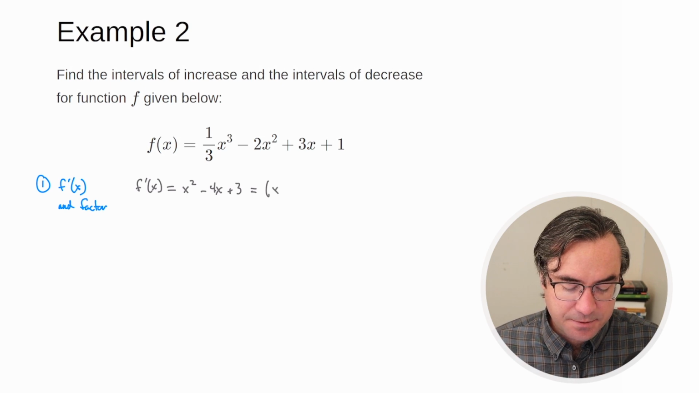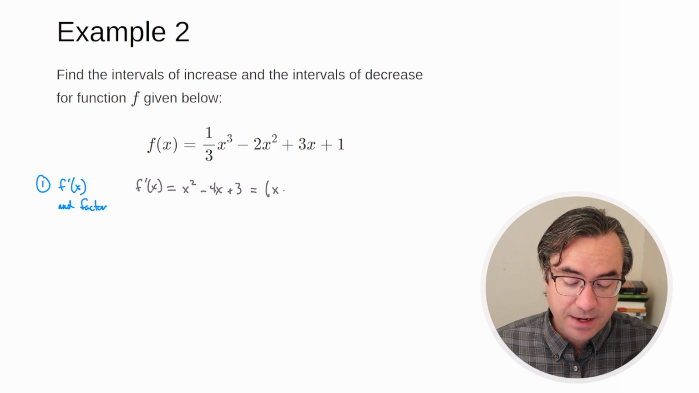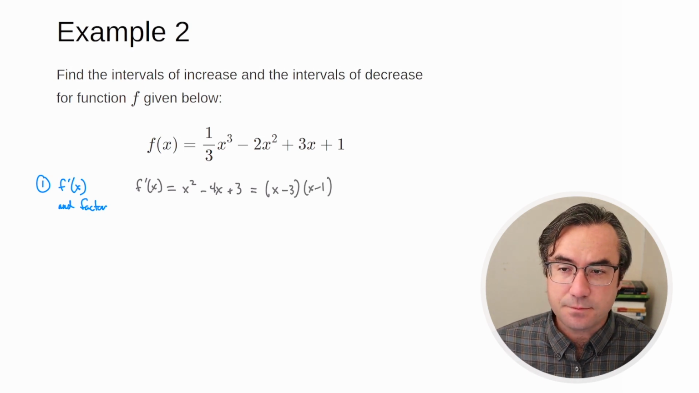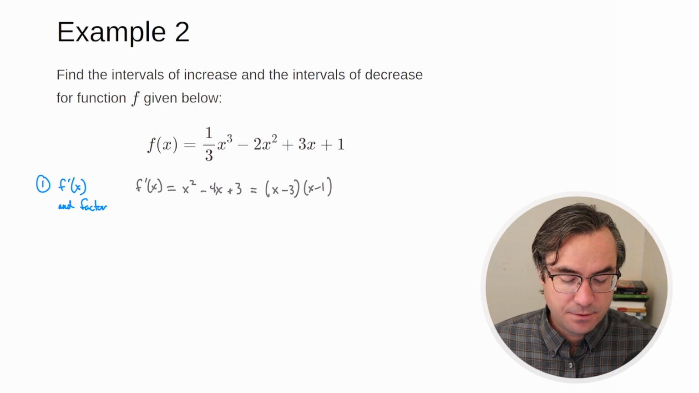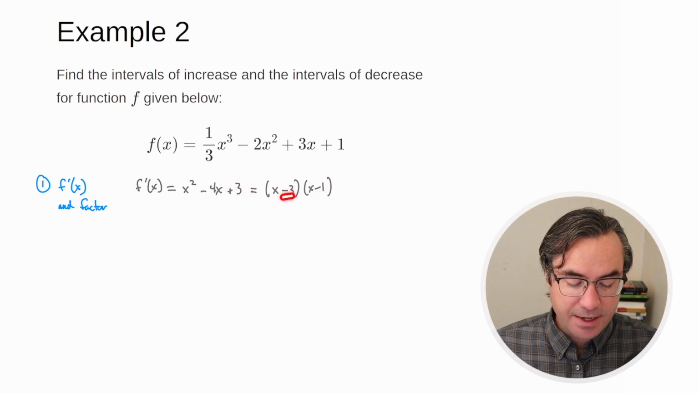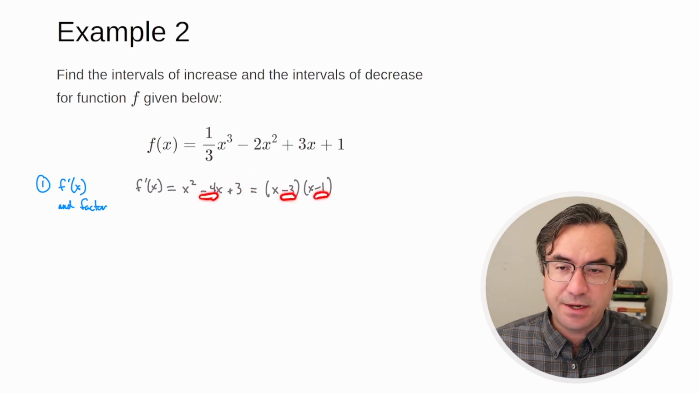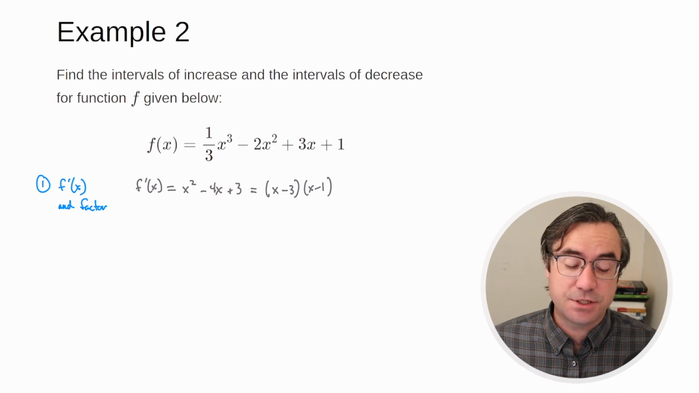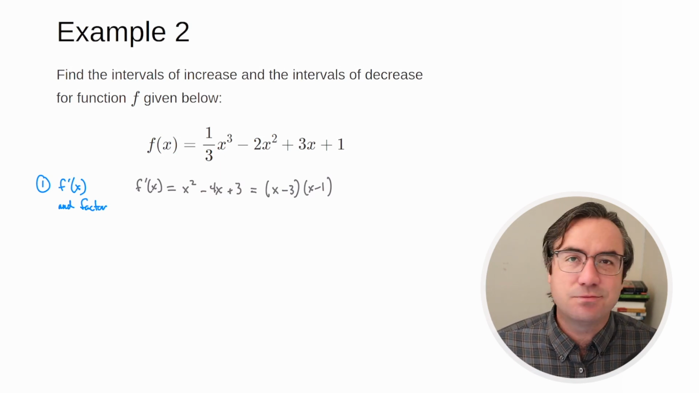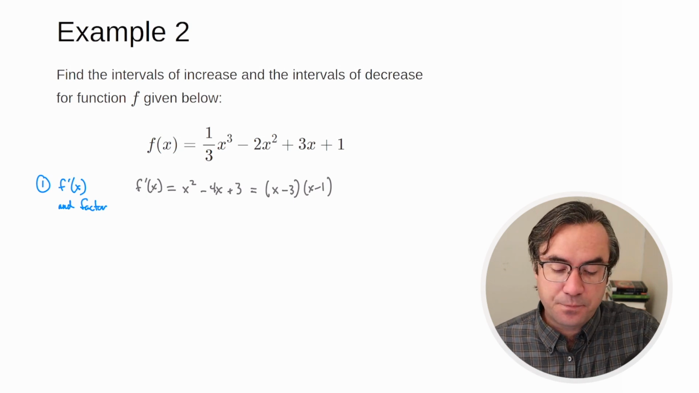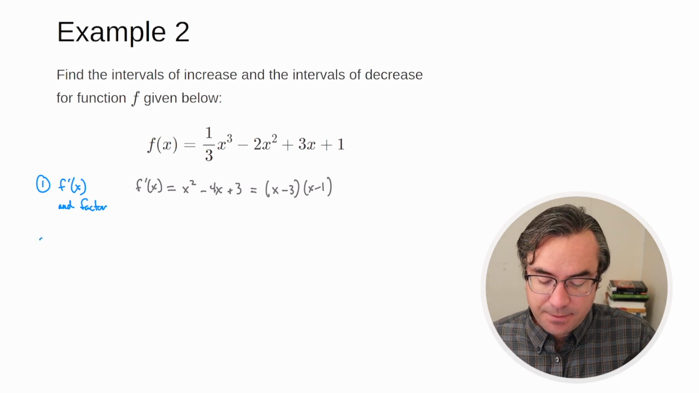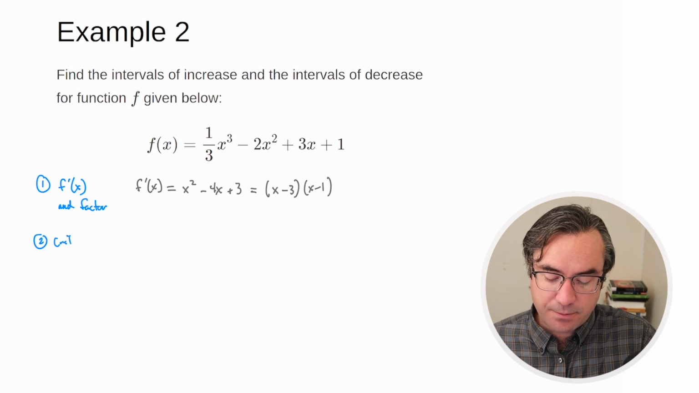And in this case, it does factor nicely. So we get x minus 3 times x minus 1. So it factors. And check, negative 3 times negative 1 gives you positive 3. And then negative 3 plus negative 1 gives you the negative 4 there. All right, so that's the first step. Calculate the derivative, and then see if you can factor it right away. Then the next step is to look for the critical numbers.